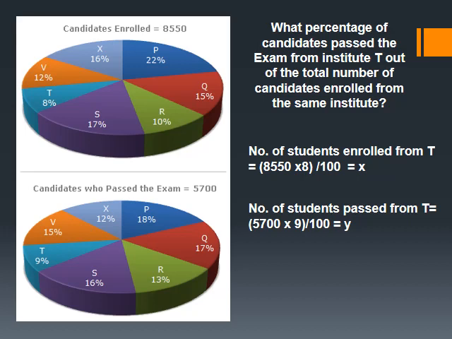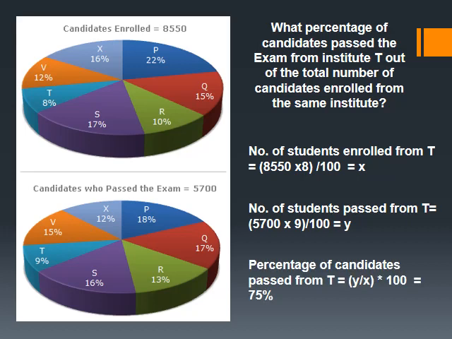So what we have to do is find the percentage of candidates passed from this institute out of the total number of candidates who enrolled from this institute. So that will be Y by X. So percentage of candidates will be Y by X. That means number of students passed divided by the number of students enrolled. We have to multiply by 100, that will be the percentage, and that comes around 75%. We will look at another question based on the same data.